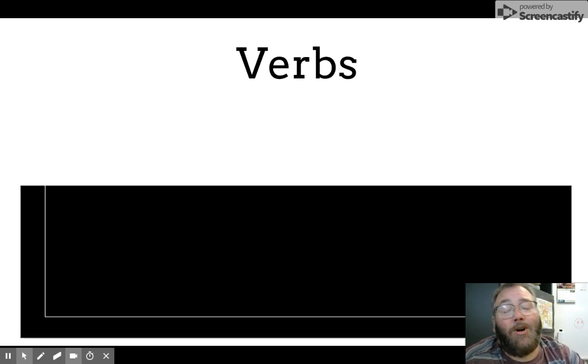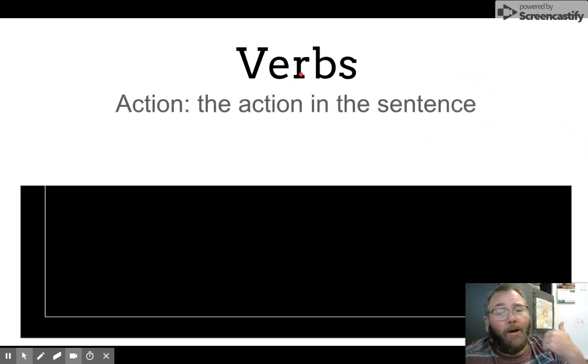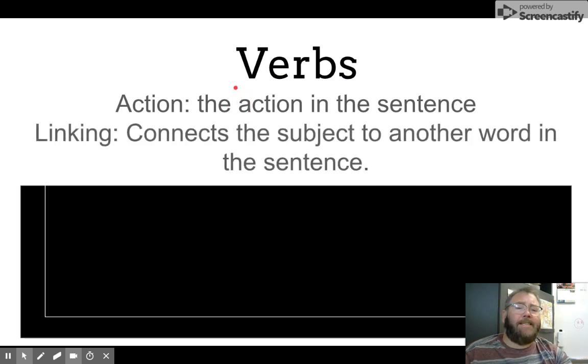actually have to have a verb or an action word. Verbs, there are two kinds. There are action verbs, which are the things that we do in a sentence. Ran, jumped, walked. And then there are linking verbs. And that just connects the subject to another word in the sentence. Those are words like is, are, was, were, etc. And we'll talk about those here in a minute.